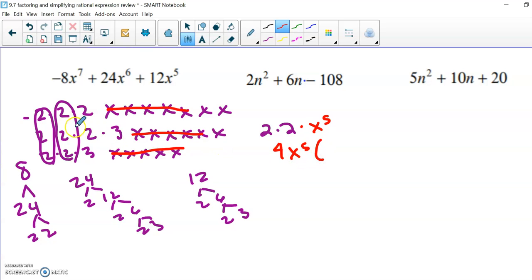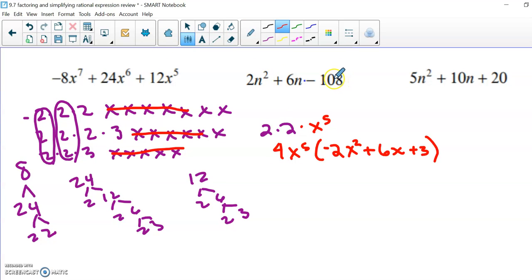Now what's left over is what's inside. We have a negative and a 2. So we're going to put a negative 2 back in there. And this one had 7 x's. We took out 5, so it looks like we have 2 x's left over. For the 24, we have a 2 and a 3 left over, so we're going to multiply those back together. That's going to give us a 6. And it looks like we have 1 x left over there. And for the 12x to the 5th, it looks like we have a 3 left over and no x's. Okay, and that's all we can do to factor that one. Let's try the next one.